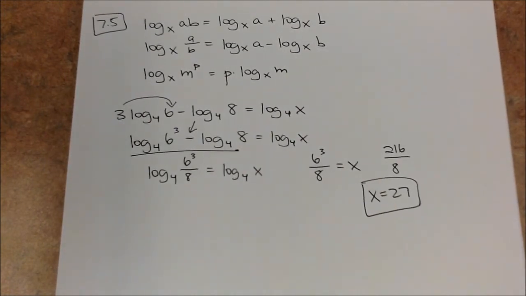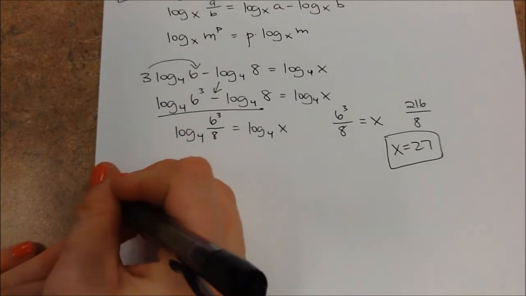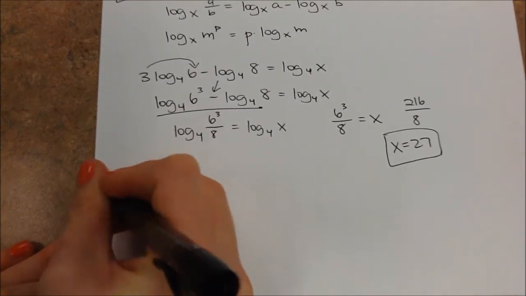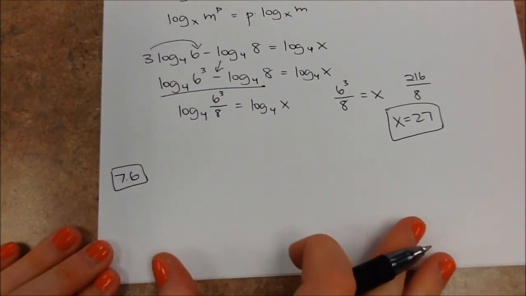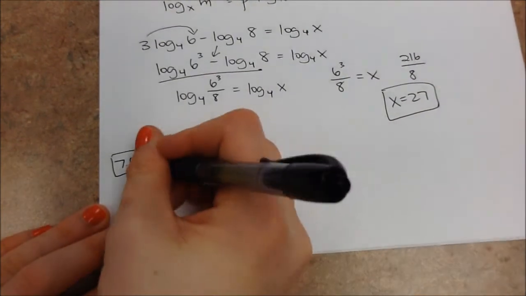Okay, so now let's look at 7-6. We're getting there. We've got just some 7-6 stuff and some 7-7 stuff. All right, so 7-6 is all about the common log. We did some common log things. We did some solving equations. That was the big one. So let's look at something like this.